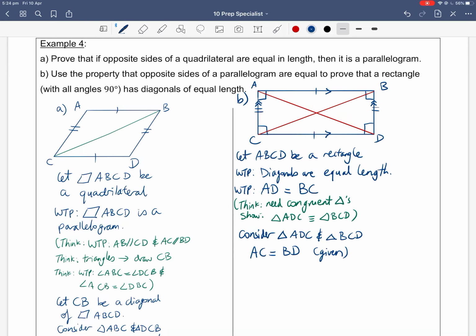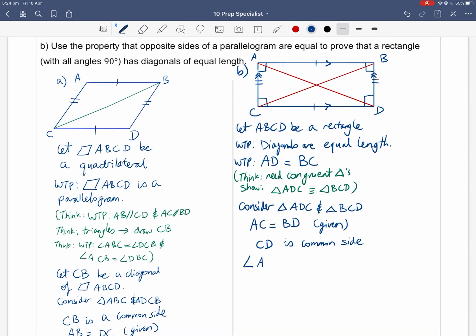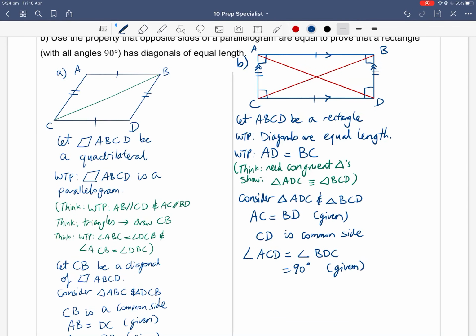What else do we know? We also know that the side CD is common. CD is a common side. And lastly, we know the 90-degree angle, angle ACD, is the same as angle BDC. Match up your vertices. And in this case it's 90 degrees because we're told it's a rectangle. Side, angle, side, there we go. Therefore congruent triangles. So therefore triangle ADC, triangle, oh yes, it is right.